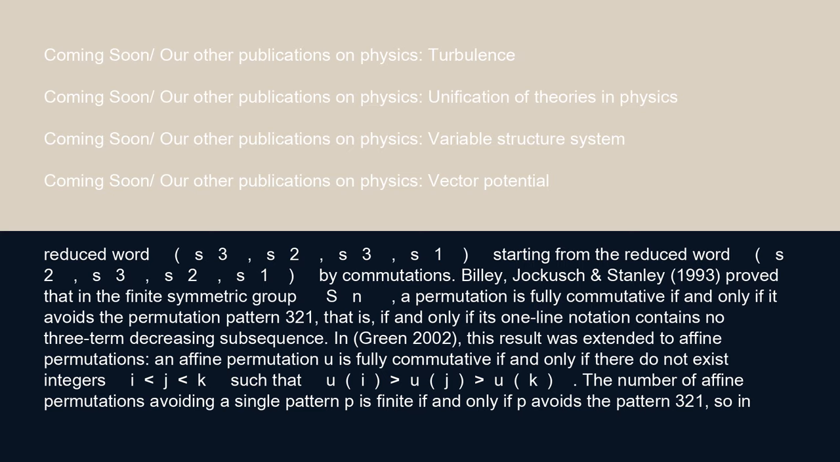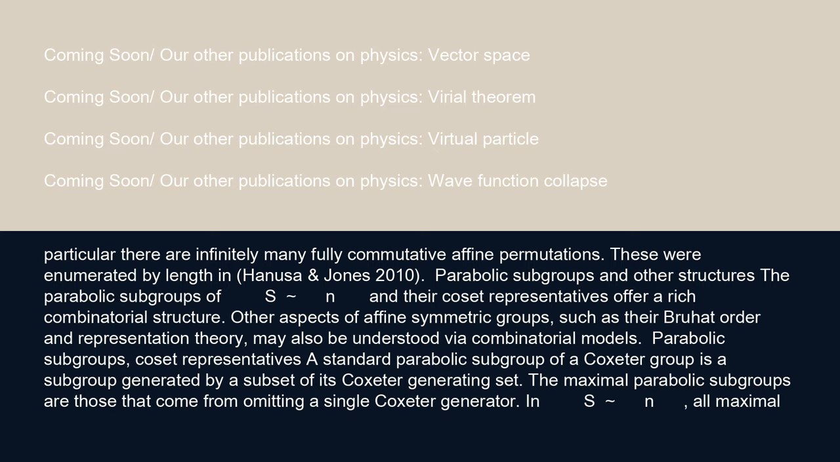Billey, Jockusch, and Stanley, 1993, proved that in the finite symmetric group Sn, a permutation is fully commutative if and only if it avoids the permutation pattern 321. That is, if and only if its one-line notation contains no three-term decreasing subsequence. In Green 2002, this result was extended to affine permutations. An affine permutation U is fully commutative if and only if there do not exist integers i less than j less than k such that U(i) greater than U(j) greater than U(k). The number of affine permutations avoiding a single pattern P is finite if and only if P avoids the pattern 321, so in particular, there are infinitely many fully commutative affine permutations. These were enumerated by length in Hanusa and Jones, 2010.